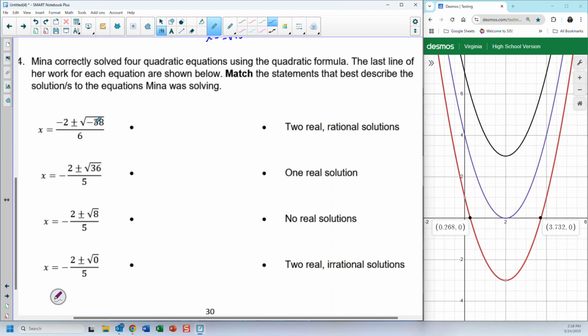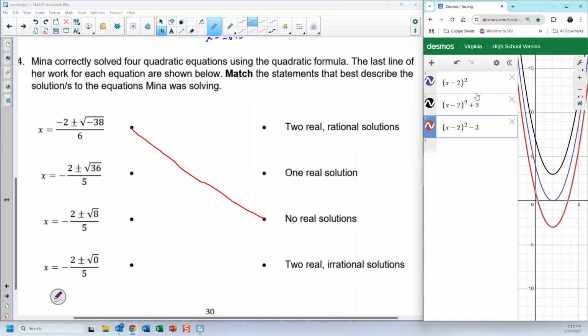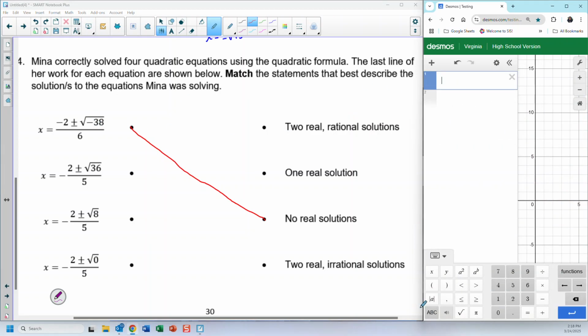All right, the first one. This will be no real solutions. I don't have a graph here, right? But how do I know? Well, because whenever I take the square root of just this part right here, the square root of negative 38, it gives me undefined. Undefined means there's no solutions.